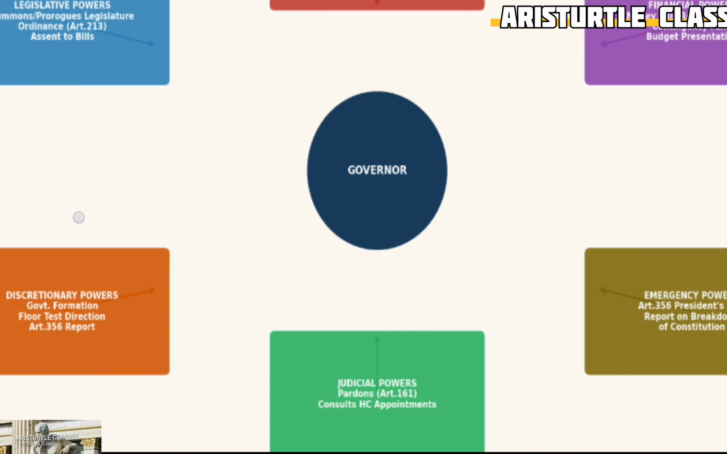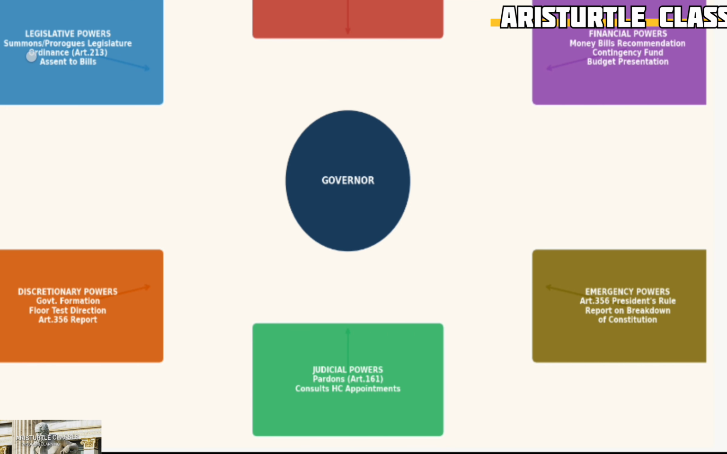For one, we have talked about the President's Rule. Other is government formation. Other, the floor test. It is on the discretion of the governor. If two parties are claiming their majority, then it is the discretionary power of the governor that whoever he can choose to form the government.